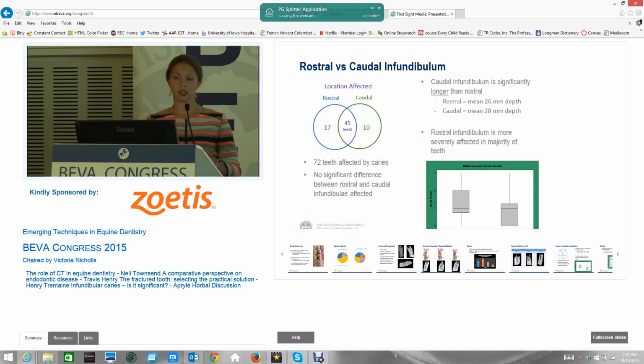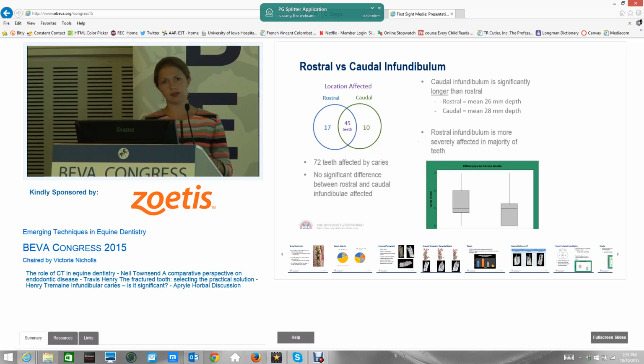As far as rostral and caudal infundibuli were concerned, it's a bit different than what's been reported before. The rostral infundibulum has been reported to be more commonly affected, and what I found was that there wasn't a significant difference between the numbers that were affected. However, the rostral was more severely affected than the caudal infundibulum as far as caries grade was concerned. The rostral infundibulum was also slightly shorter than the caudal infundibulum, and even though that's statistically significant, it's still only 2 millimeters.